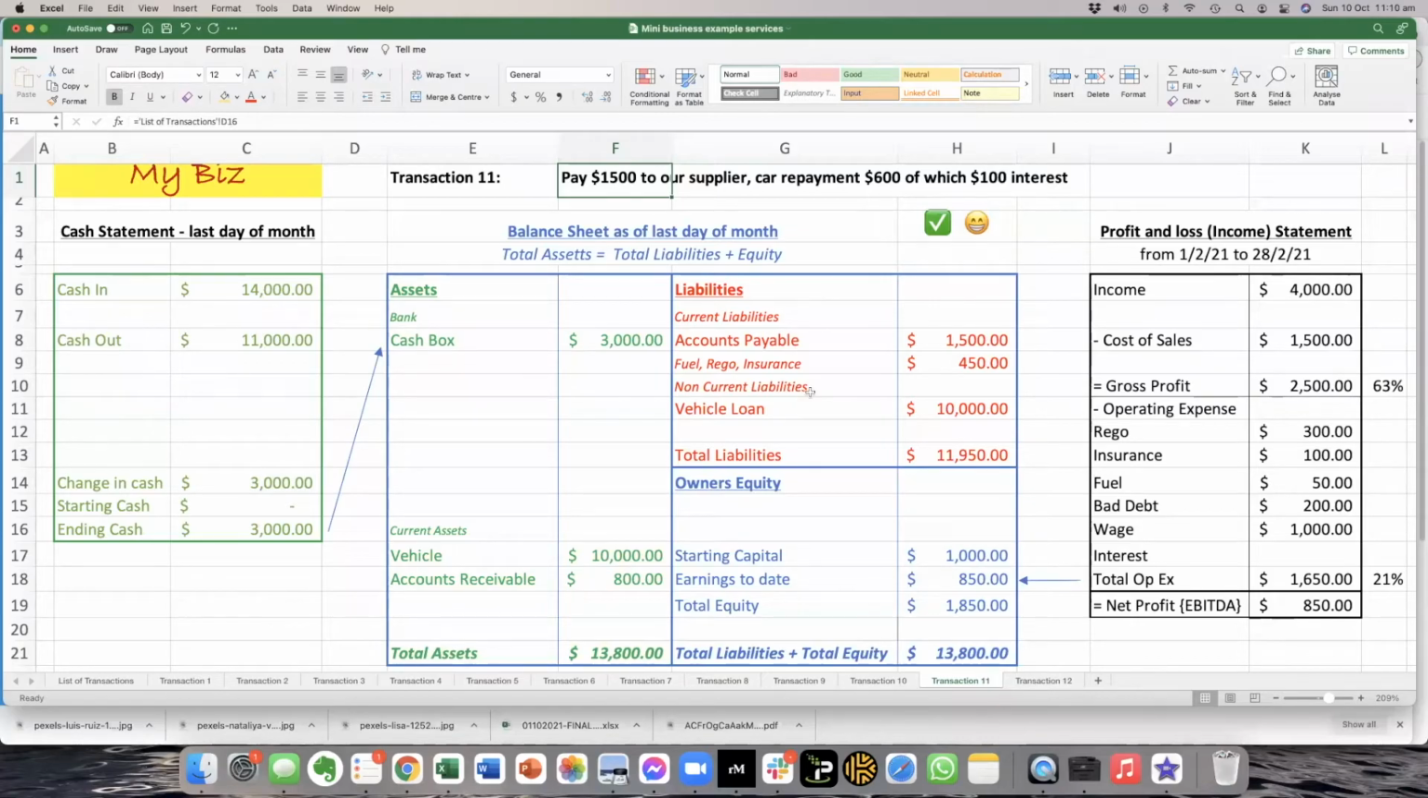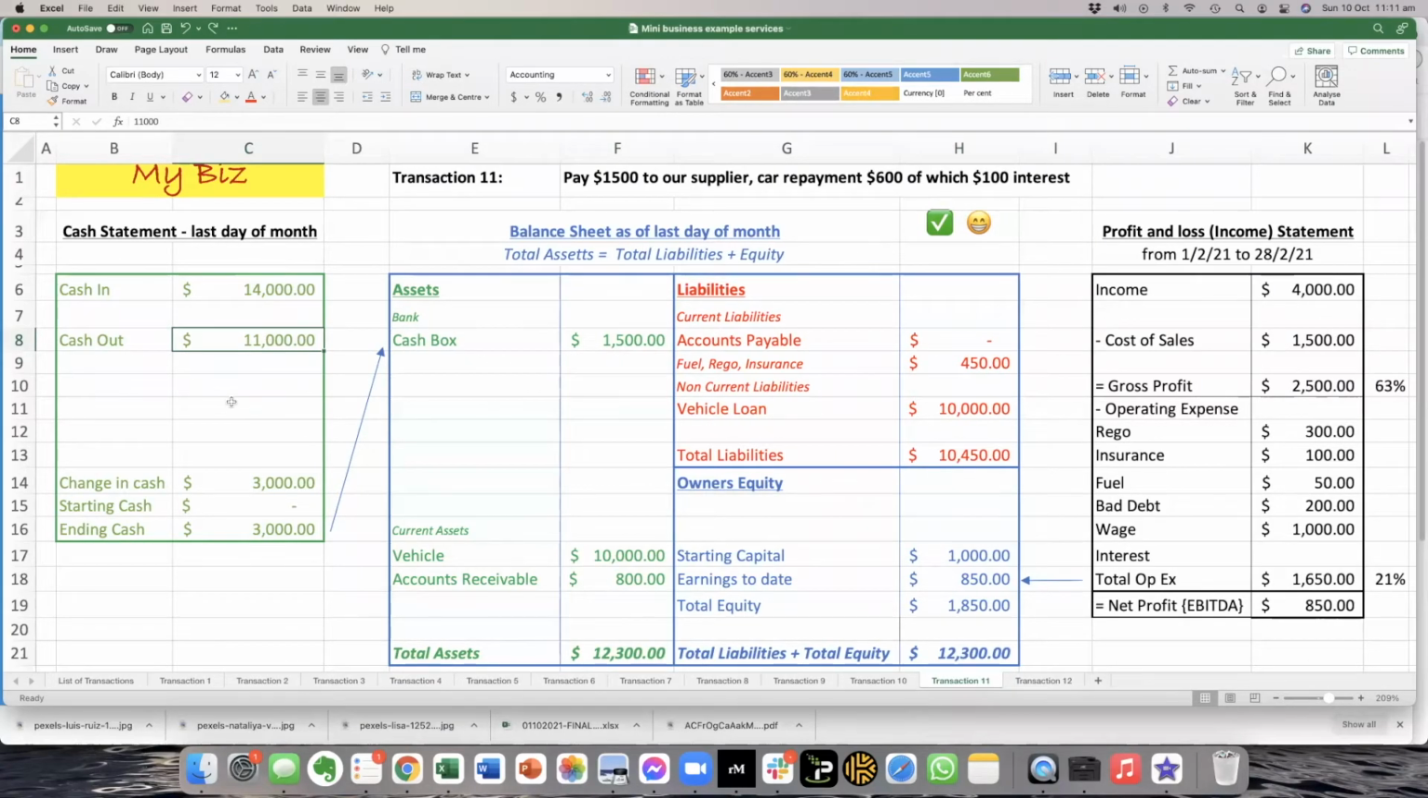So how does this play out paying the cash? Now, remember I said it's got nothing to do with P&L. It's only going to be balance sheet and also cash summary. So we're going to take $1,500 out of our cash box to pay him. So this goes back to $1,500 and we're out of balance, but now we don't have any accounts payable either. 0, boom, we're back in balance again. From our cash summary, cash statement, our cash out is going to increase by $1,500. So that's going to go to 12,500. And our cash box is all back in balance again.